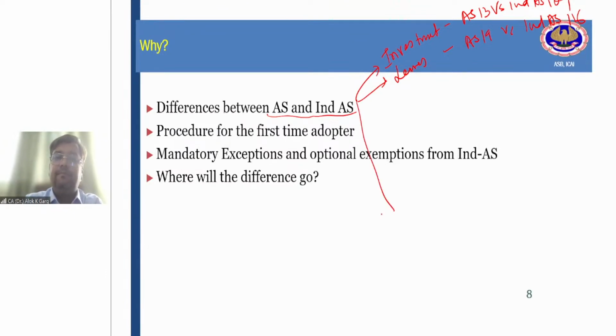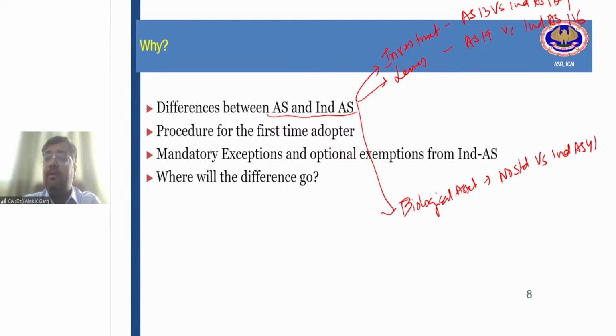Then biological asset, you remember Ind AS 41, fair value less cost to sell. No standard versus Ind AS 41, right? Any other difference? Any other difference, friends? Please tell me any other difference. What is the other difference?